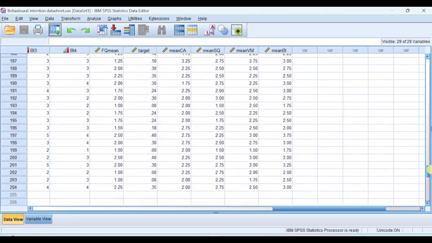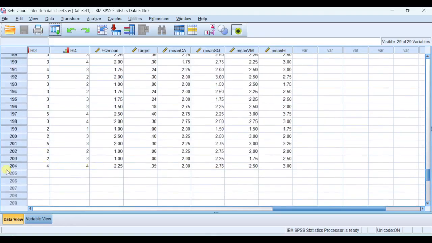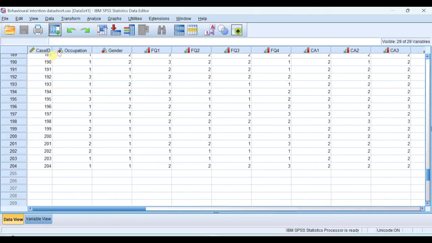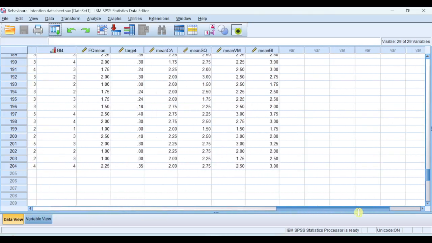And this is a data of 204 respondents. You can see here, case ID 204. So there are 204 samples in my data.